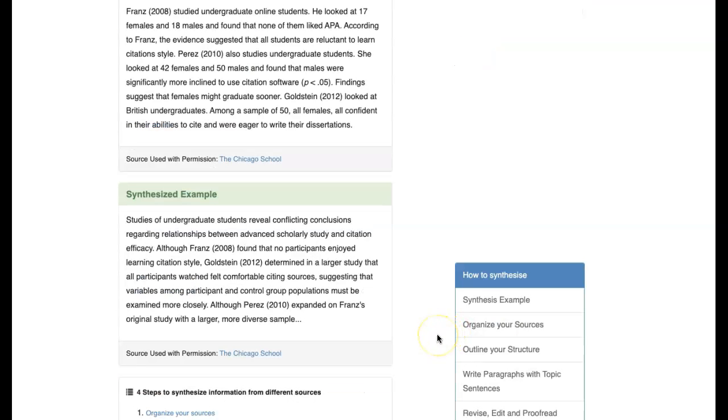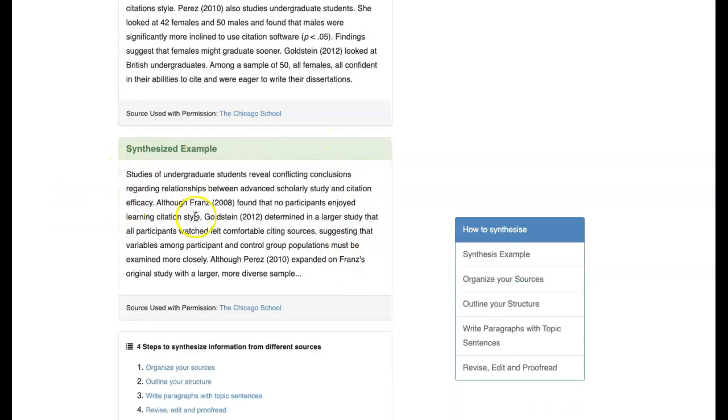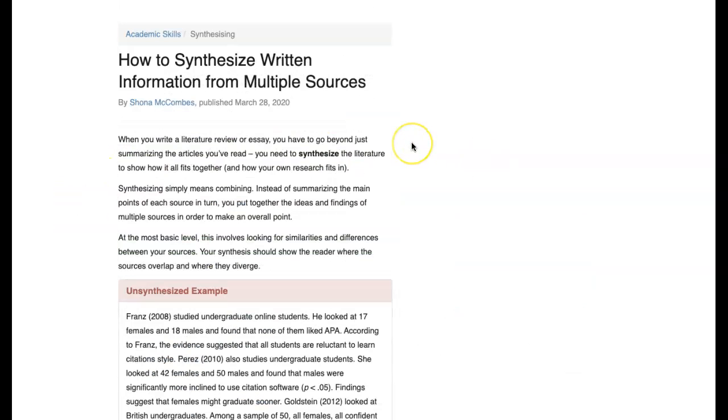First of all, it talks about how to synthesize written information from multiple sources. And then it gives you, which I think is really important to have a look at, sorry, my computer is not cooperating here. But anyway, it gives you, first of all, an unsynthesized example. And I'm going to talk about what that is in a minute. But basically, it's Franz said this, Perez says this, Goldstein says this, and so on and so on. It might be written really well, but it's not synthesizing the information.